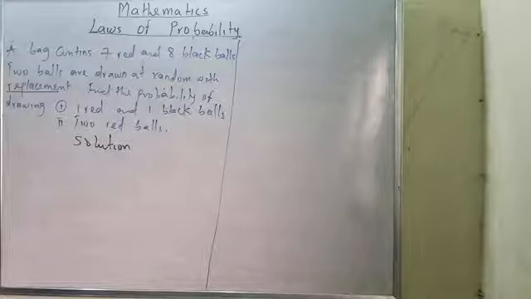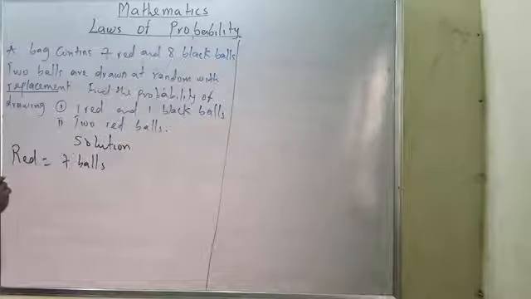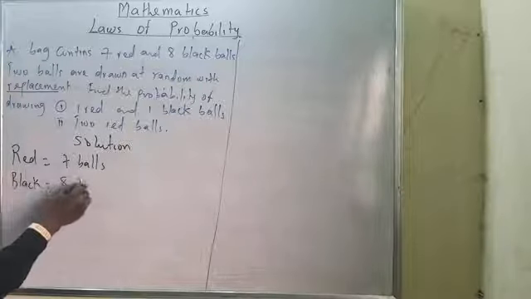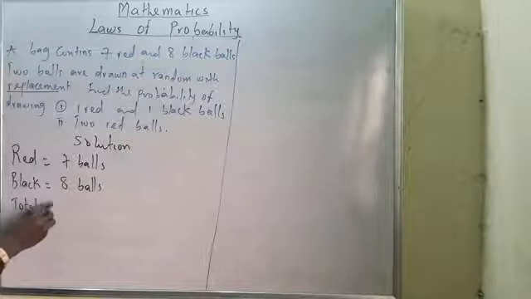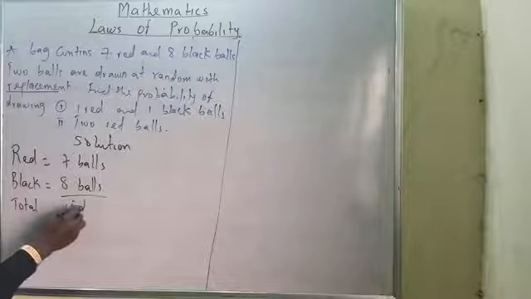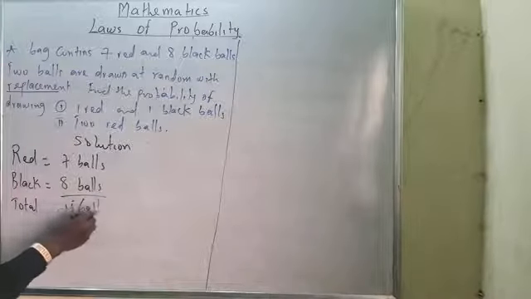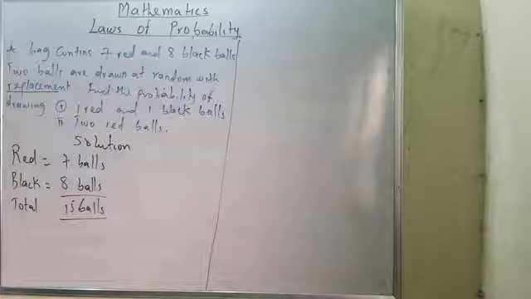Now, how do I solve this question? First, know that my red is 7 balls. Very important. My black is what? 8 balls. Now, the total will be equal to 15 balls. Since you know that is the total, this one is with replacement and is being performed 2 times.